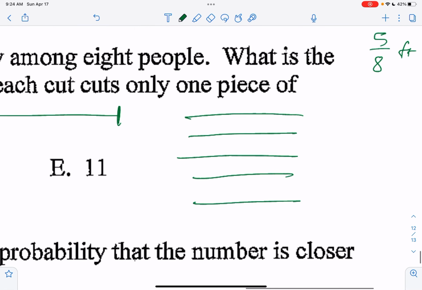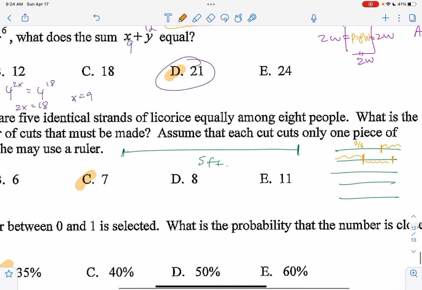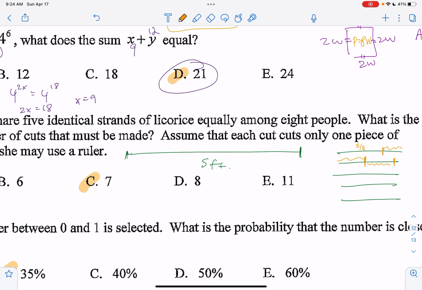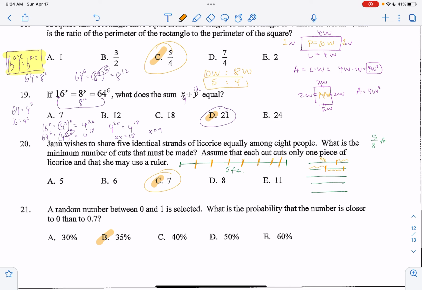What you end up doing is, if this piece is 5/8, then you want to add this piece to this piece and make a cut here, and then add this piece to this other piece and make the third cut, etc. So if you put everything together and want to cut this into 8 equal pieces, you have to make 7 cuts. So that will be choice C. None of the cuts will be at the edge because you don't have any common factors here. So you have to make 7 cuts for 8 pieces.